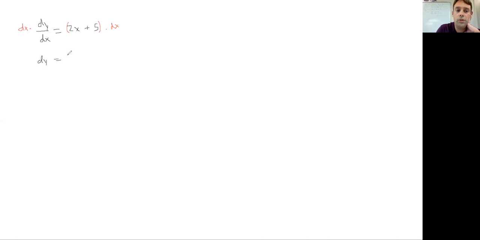equals 2x plus 5 dx. So if I want to solve it, that means I'm going to take the derivative, turn it into a differential on both sides, and to undo the derivative, I'm going to integrate both sides.